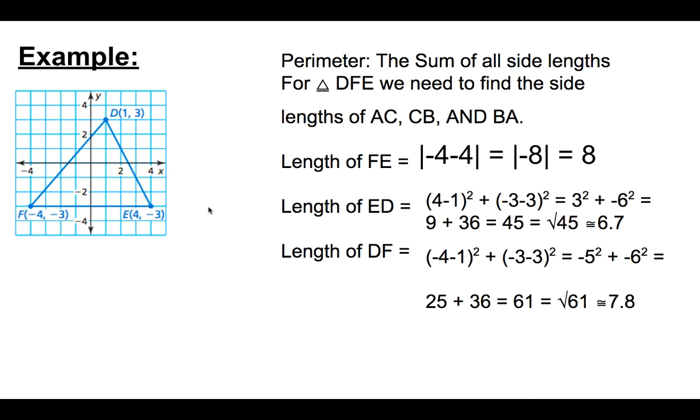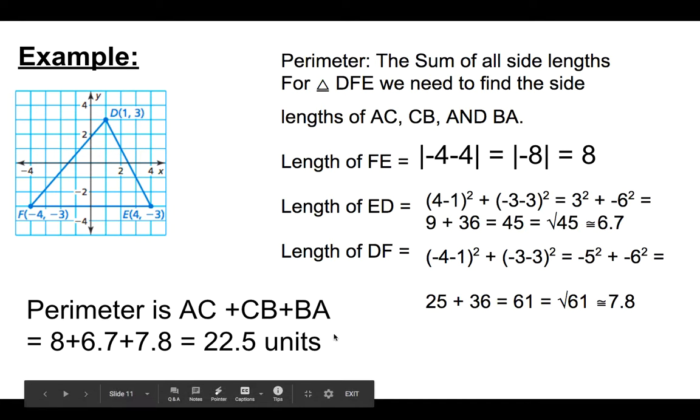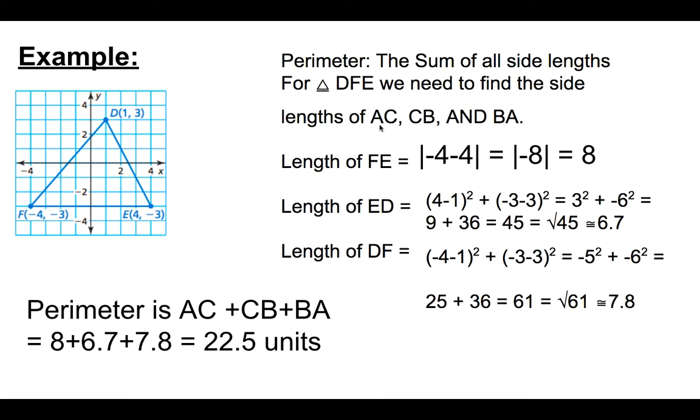And then from D to F, again, we're going to take the distance formula and apply it here. And then that's going to give us 61. And take the square root of 61, and that gives us approximately 7.8. And if we take these 3 values and take their sum, we get 22.5. And then I'm sorry, in this problem, instead of AC, CB, and BA, it should have said FE, ED, DF.